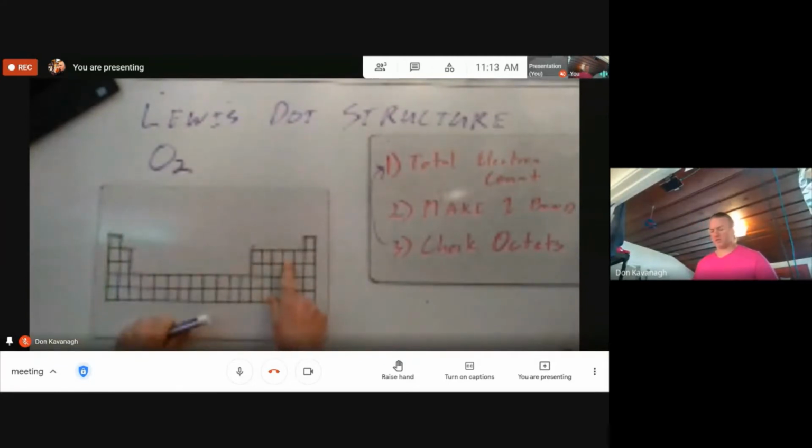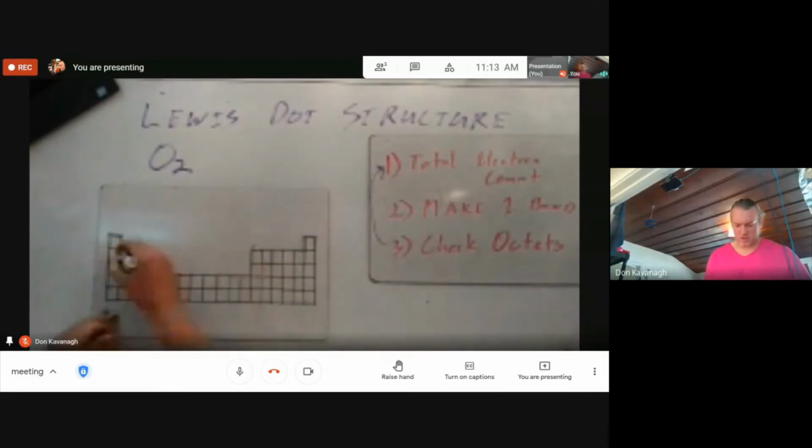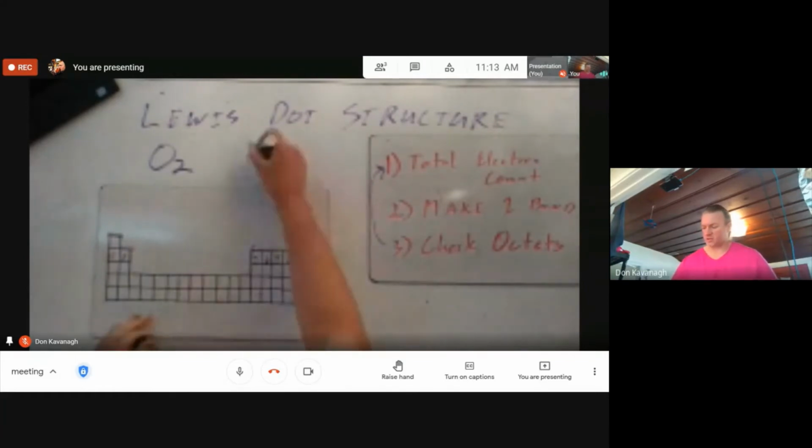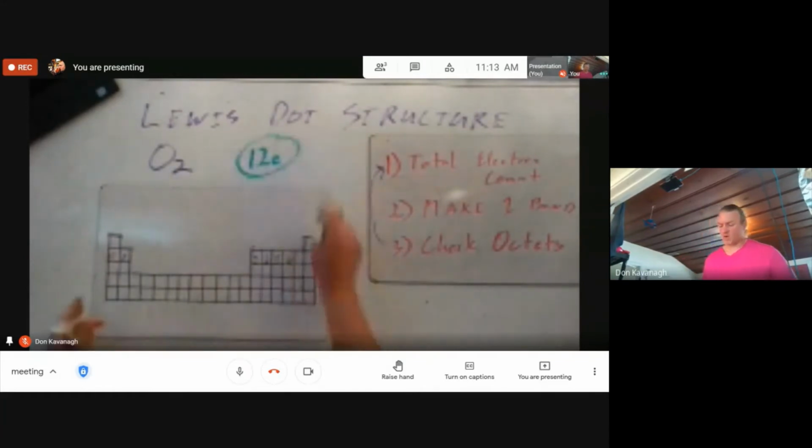So we need to know the valence electrons that oxygen has. So a neutral oxygen atom is going to have 6 valence electrons. We're not concerned about the core electrons because we're only concerned about the bonding, the electrons involved in bonding here. 6 electrons from 1 oxygen. We have 2 oxygens to work with. That means that we have 12 electrons allowed in our structure here. No more, no less.